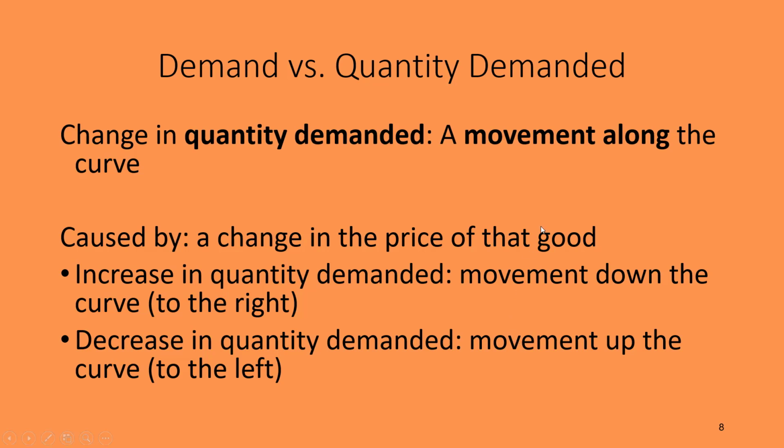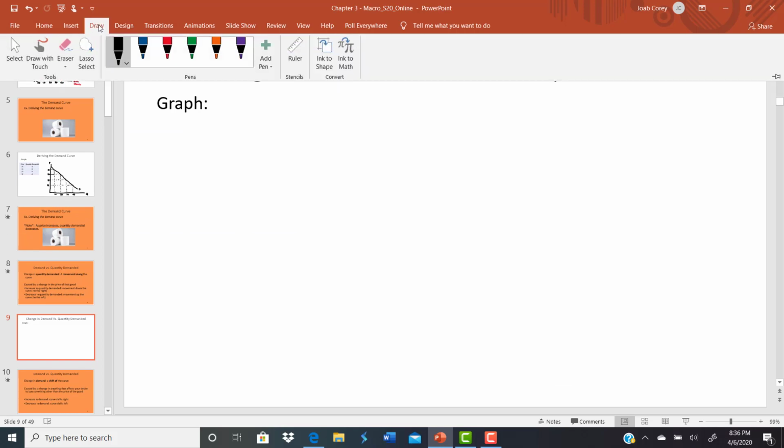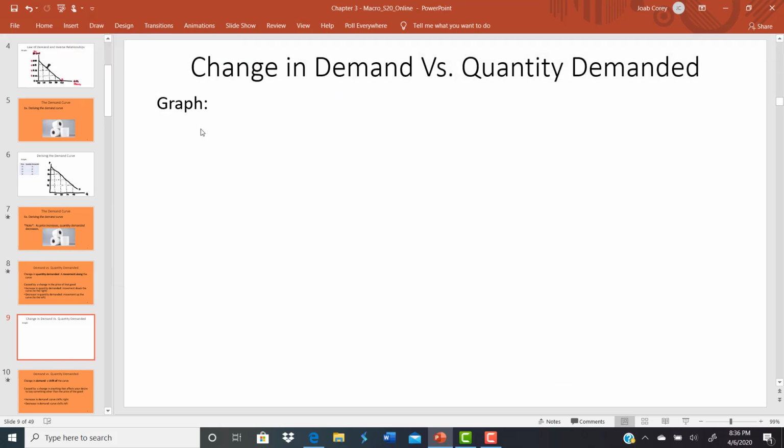So let's go ahead and make sure that we understand this by drawing another graph. Once again, I'm going to escape the full screen mode so that we can use the different colors and make sure that this graph is appearing like we want it to.